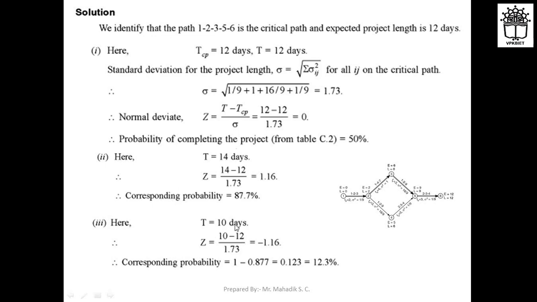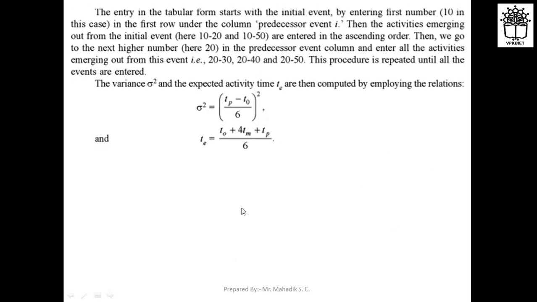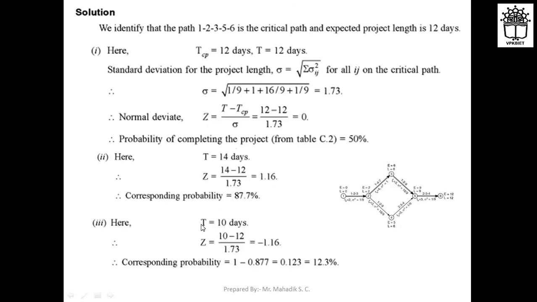And the third one is for 10 days. For 10 days you can again see that T is equal to 10 days, so 10 minus 12 divided by 1.73, and again you will get minus 1.16. That is nothing but 1 minus 0.877, which is 0.123. So we can say that it is a 12% probability, right?